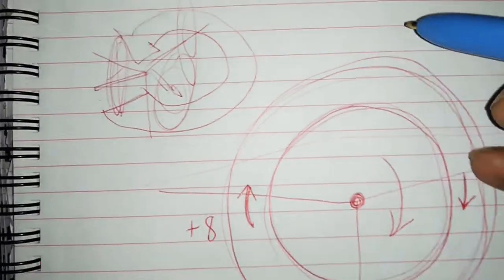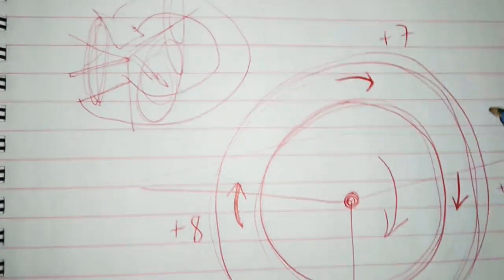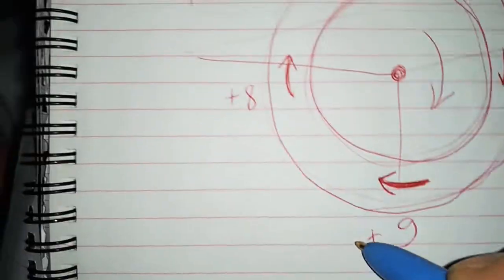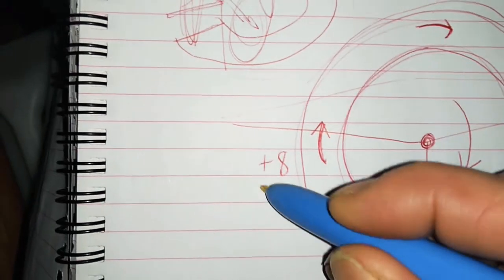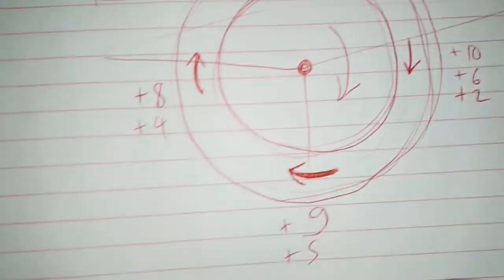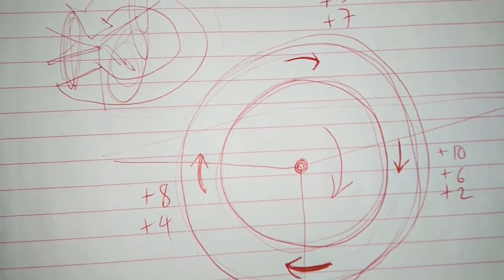It's just because it's a mechanical system, it's going to lose. It's going to add 7 here, and it's going to add 6, it's going to add 5, it's going to add 4, it's going to add 3, it's going to add 2, and it's going to add 1. And those are the directions.